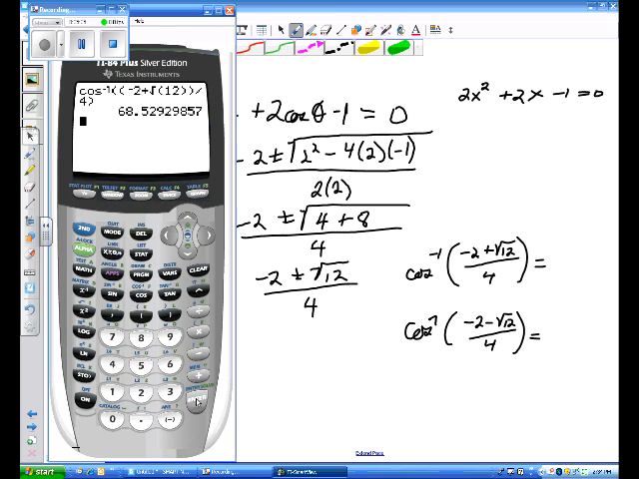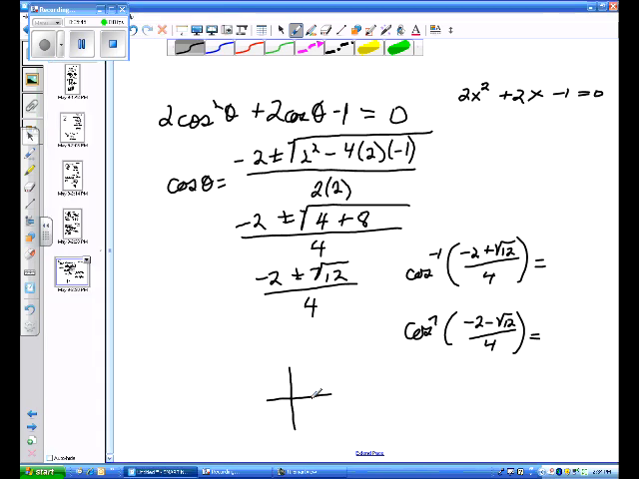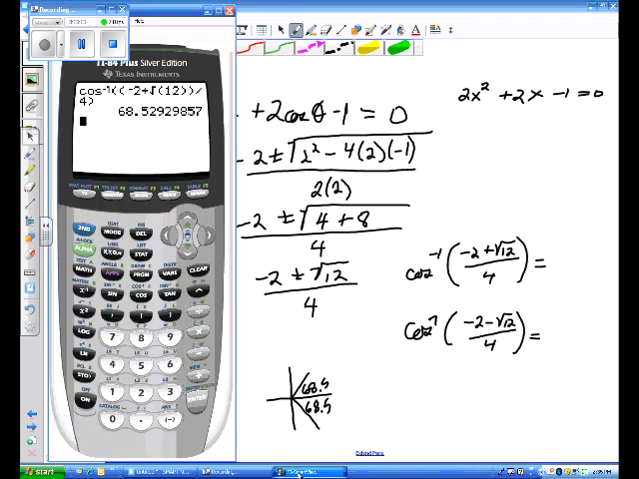And it gives us 68.5 degrees. Now, that was because this answer was positive, and so that's our reference angle, 68.5. So it's positive in the first quadrant. Cosine is also positive in the fourth. So our answer here is that theta could be 68.5 if our answer's in the first quadrant. If it's in the fourth quadrant, it's going to be 360 minus that.